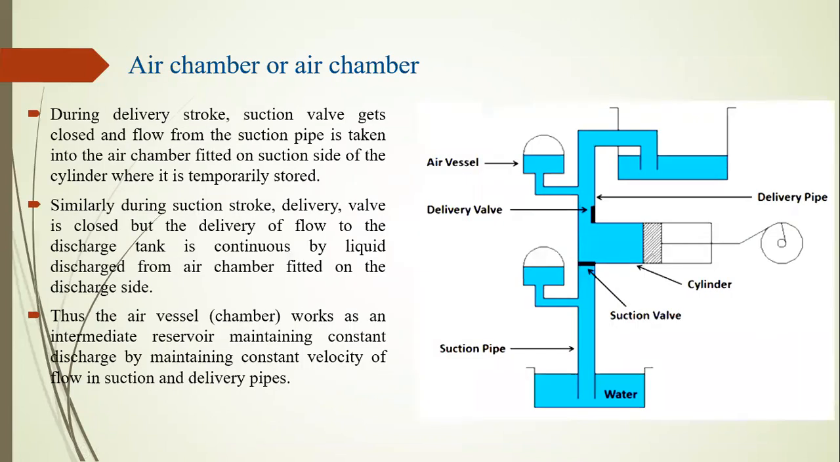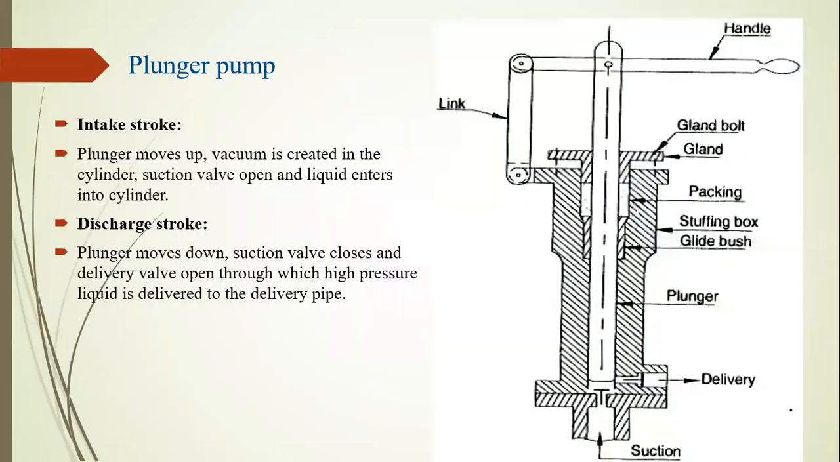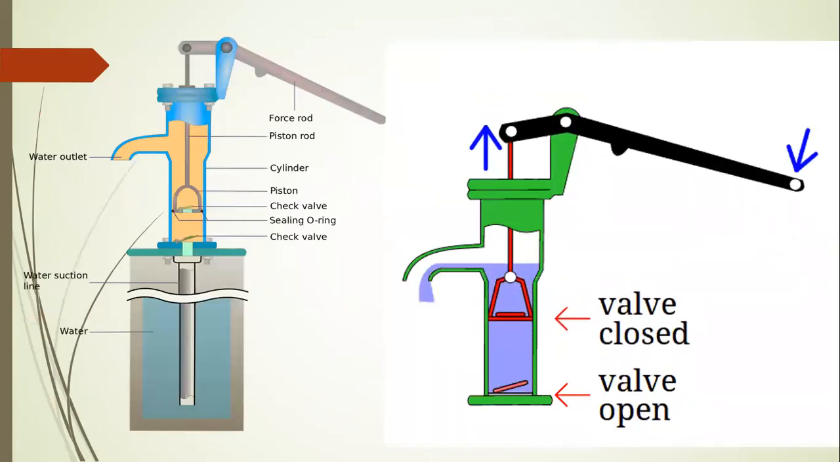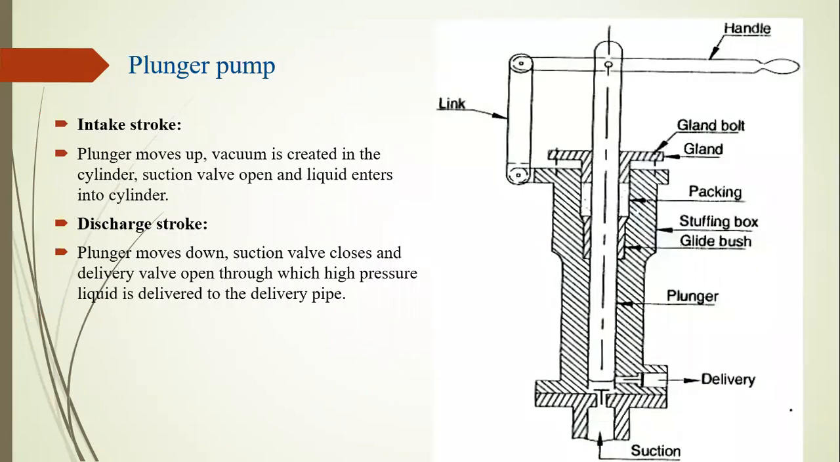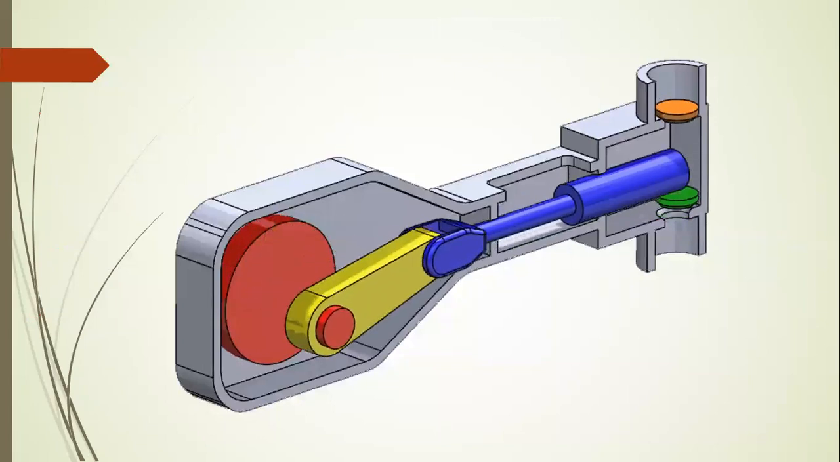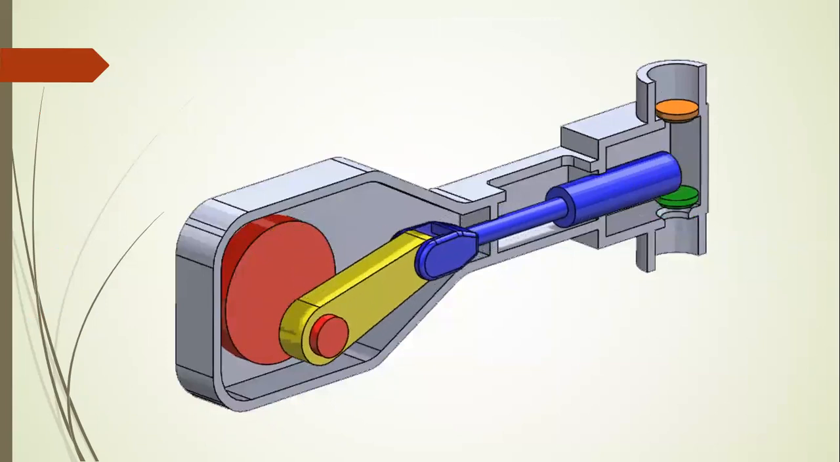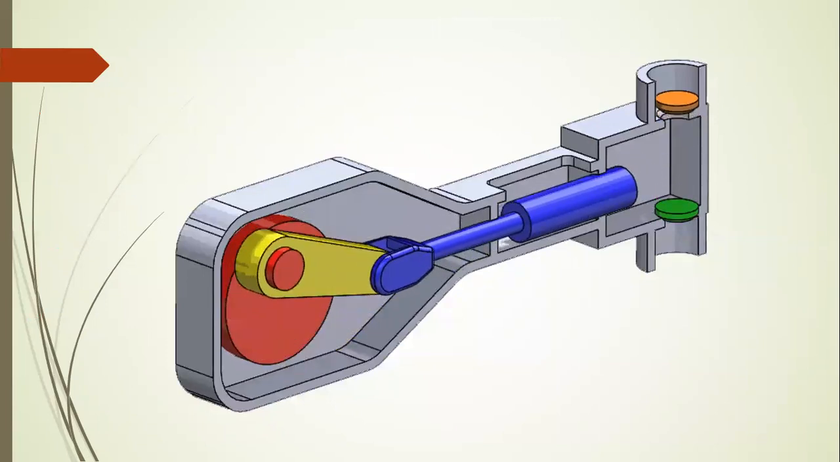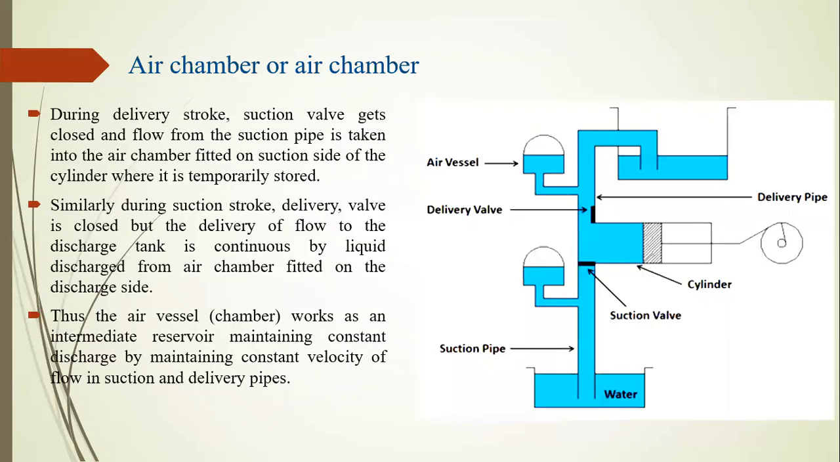Then you have to study the air chamber pump. For both types, the plunger pump and the bucket pump, you have to write one sentence: the plunger pump and bucket pump give an intermittent output. That is the final sentence we have to write for both pumps.